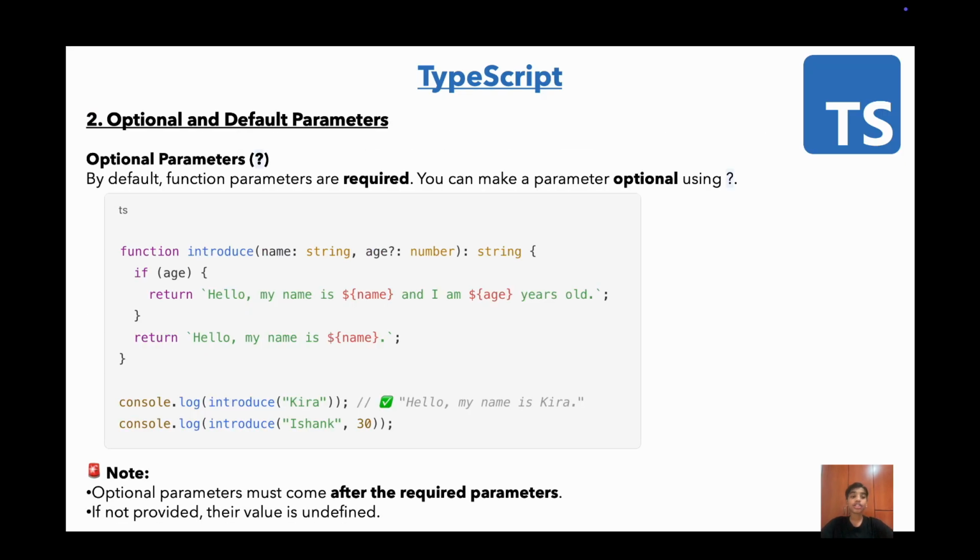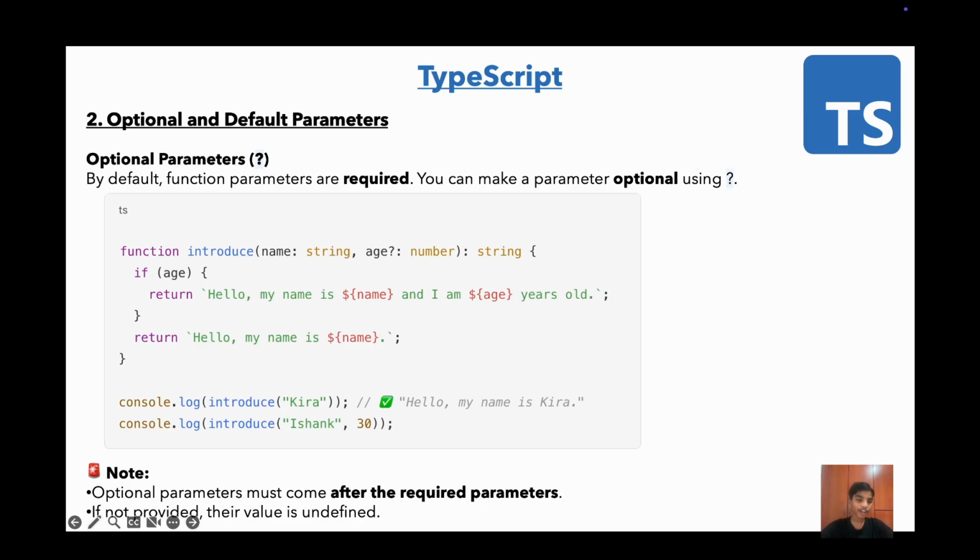Now let's go to optional and default parameters. Optional parameters. By default, function parameters are required, but you can make a parameter optional using a question mark. Question mark is another example of a TypeScript feature. If you write a question mark after a parameter, it becomes optional, so you may write it or you may not.